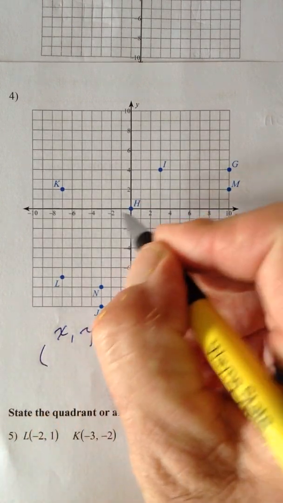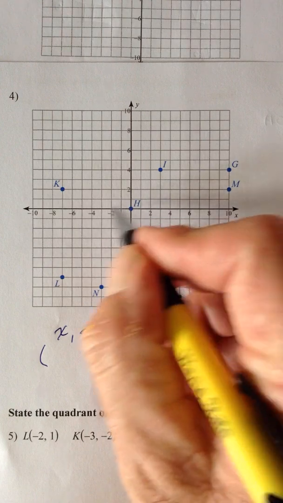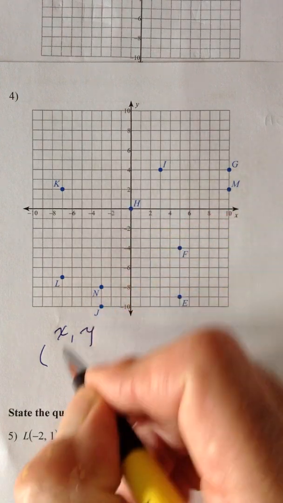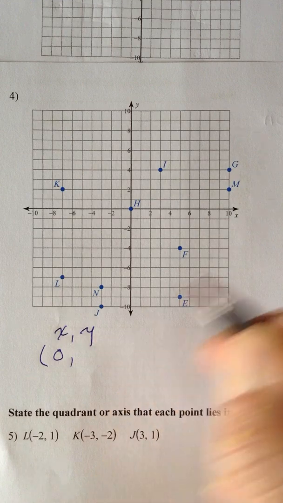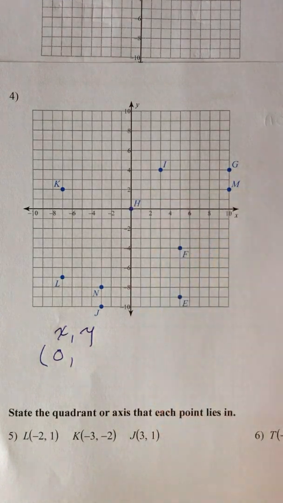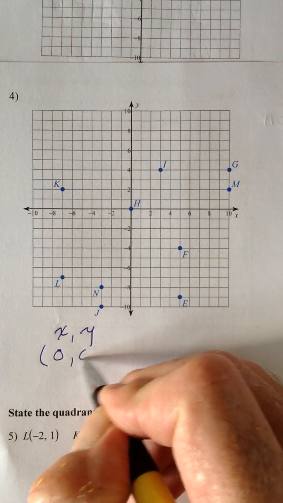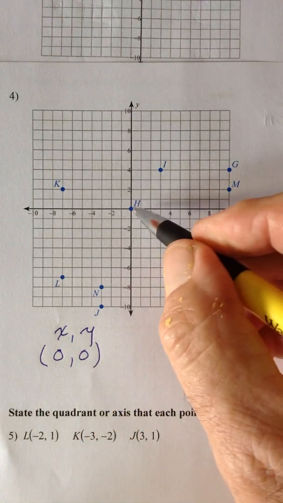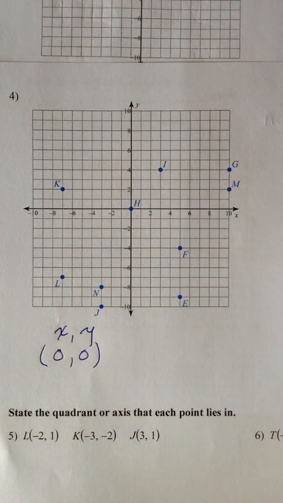Now here, especially on letter H, you can see it's right at the crossroads. So here you can see you don't go up or down or back and forth. The x is 0, and then the y is still right there, so that would be 0. So that would be the point 0, 0. Okay?